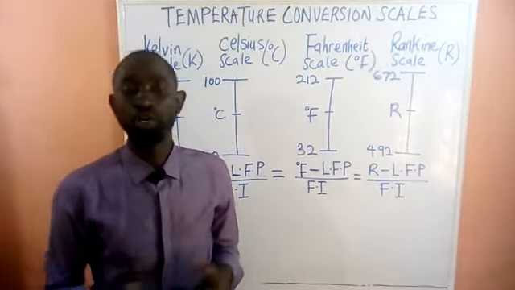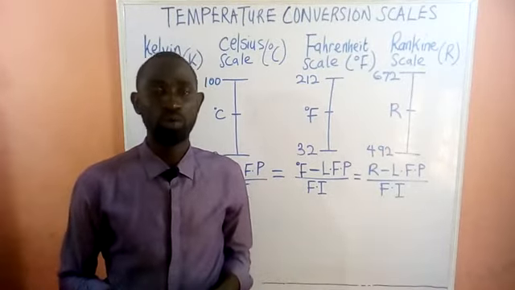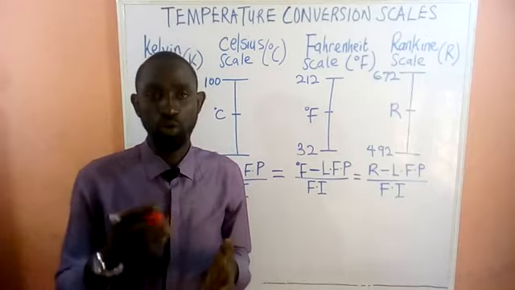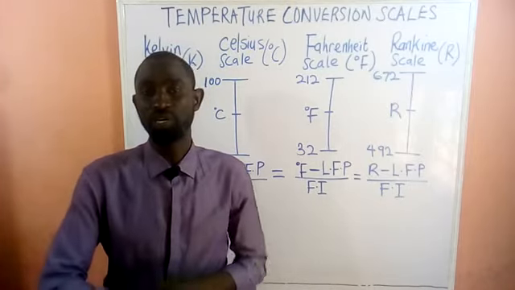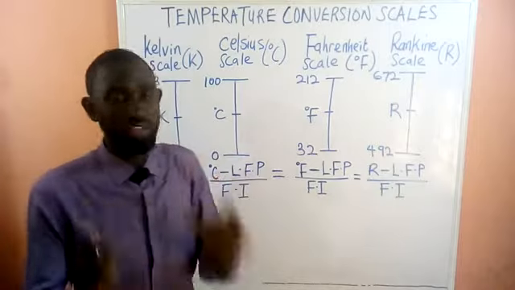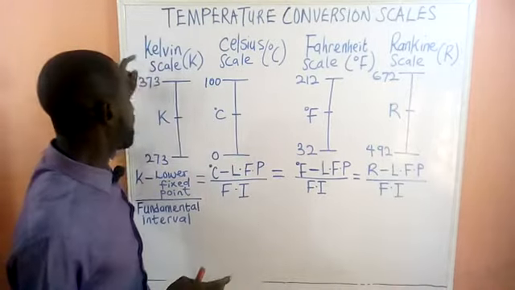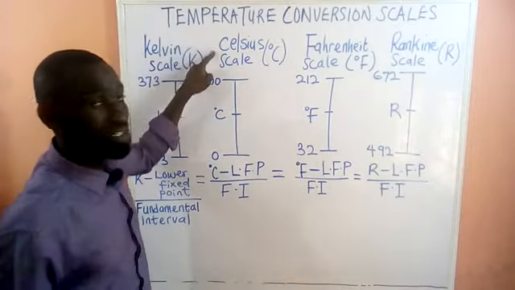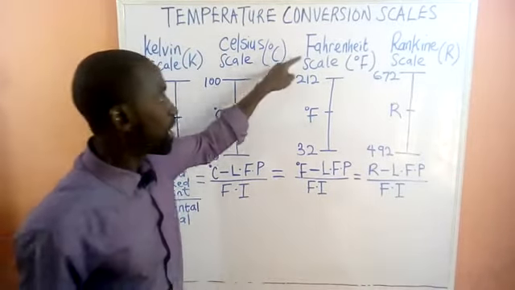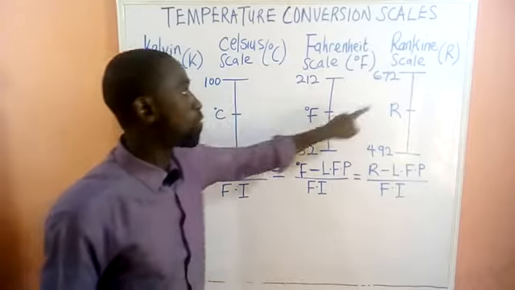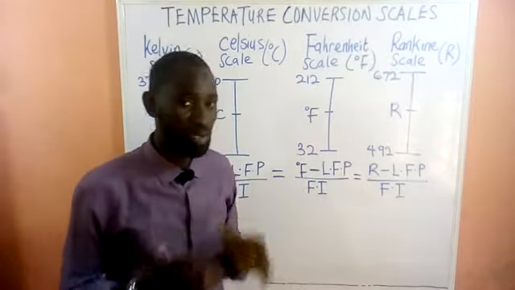In this video, we are going to be discussing the temperature conversion scales. Now, we have four types of temperature conversion scales. We have the Kelvin scale, we have the Celsius scale, we have the Fahrenheit scale, and we have the Rankine scale. Are you with me, class?